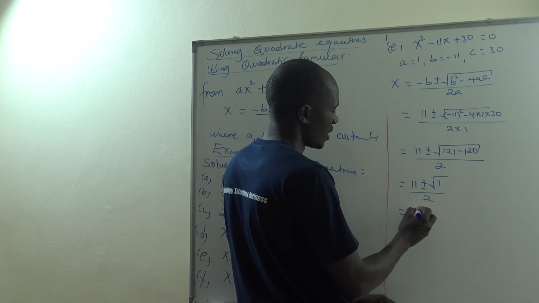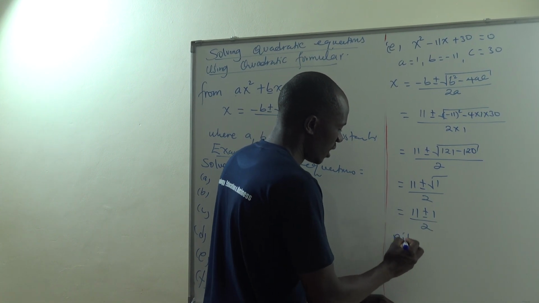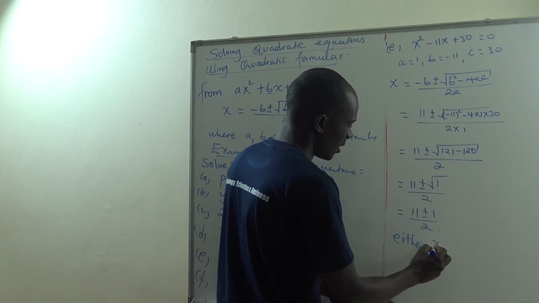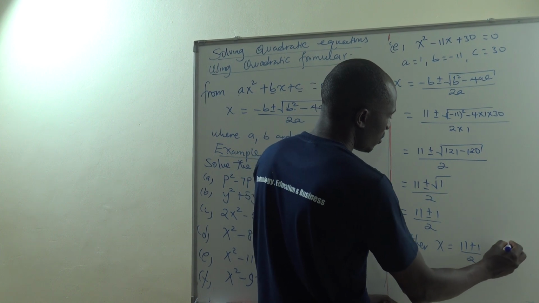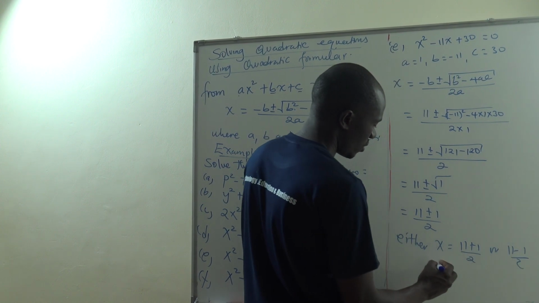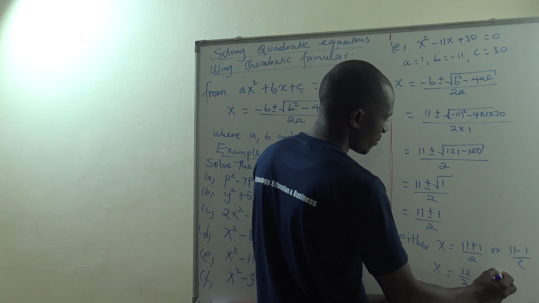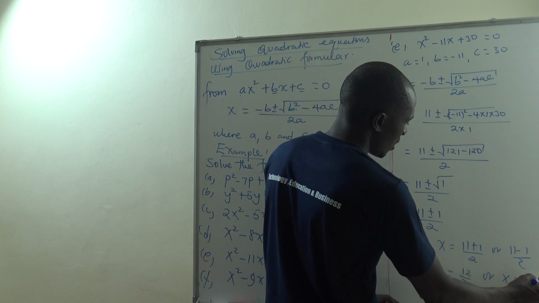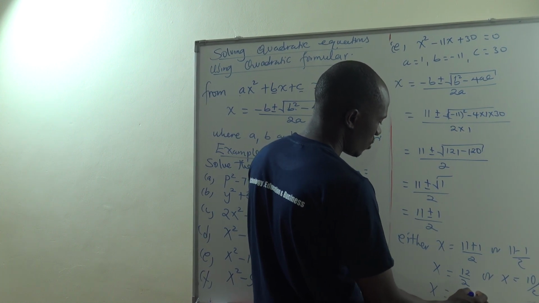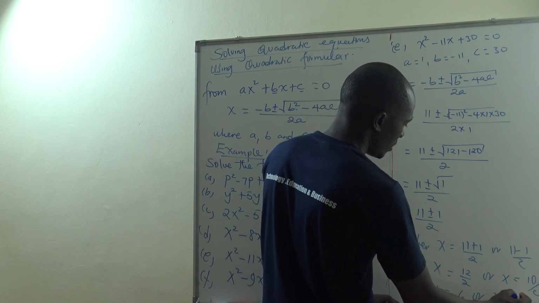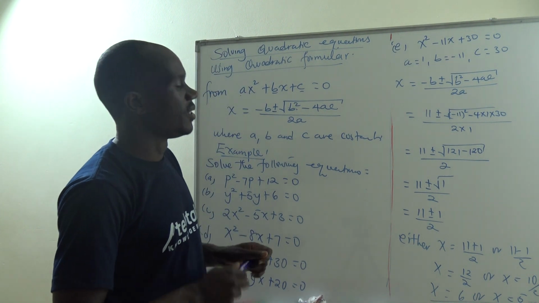So we come out with 11 plus or minus 1 over 2. Then we shall say either x equals 11 plus 1 over 2, or 11 minus 1 over 2. So x becomes 12 over 2, or x equals 10 over 2. So our x equals 6 or x equals 5. So that's what's supposed to be followed there.